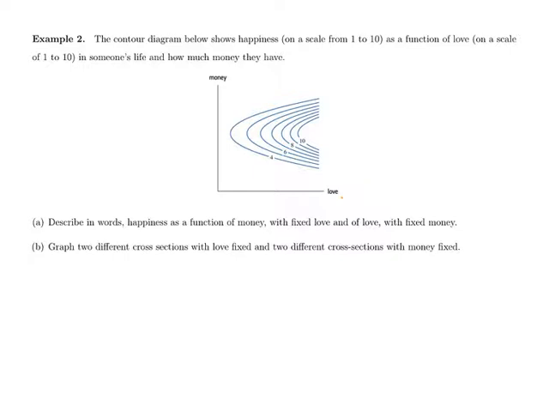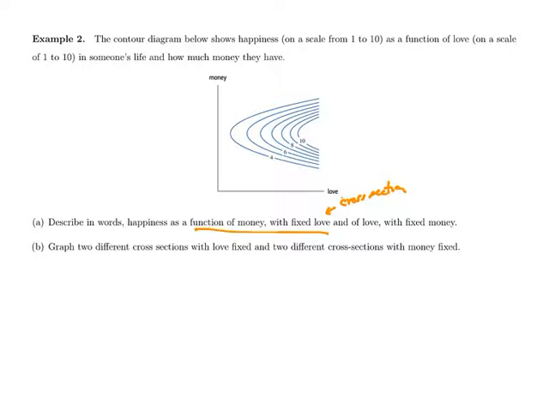So describe in words happiness as a function of money with fixed love, and love with fixed money. This is our idea of a cross section. If you just fix one of the variables, what would happen to the other? And this is often what we're going to be doing to try to understand these functions of two variables. It's really difficult to see the two things changing at once. But if we think about just what happens if I have a fixed love, what happens with money, and vice versa, we can understand this a little bit better.